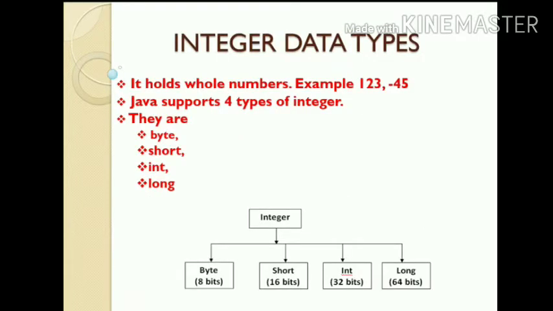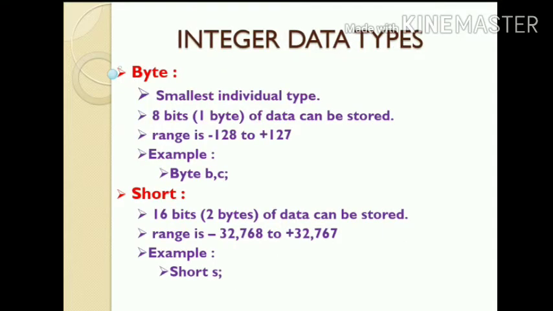First we'll see the integer data type. Integer data types hold whole numbers, for example, 123, minus 45, 64, 0, etc. It supports four types of integer: byte, short, int, long.